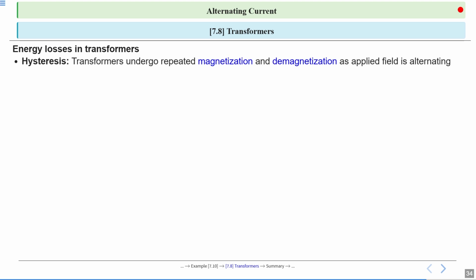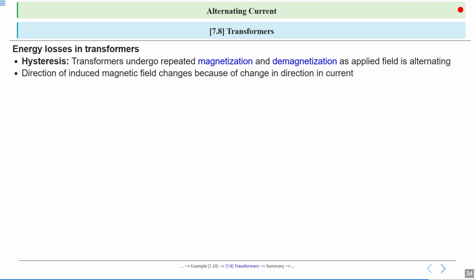Hysteresis loss. Transformers undergo repeated magnetization and demagnetization. Current is going in the positive half cycle and the negative half cycle, due to which the core is magnetized in one half cycle and demagnetized in the negative half cycle, as the applied field is alternating. The applied field is changing its direction, due to which the core is magnetized and demagnetized repeatedly.